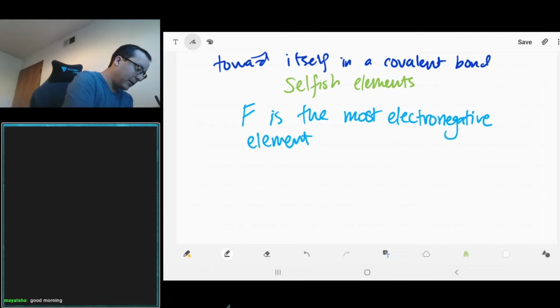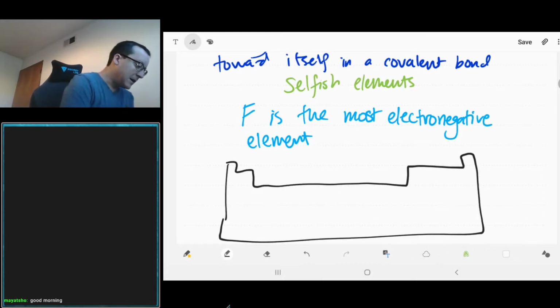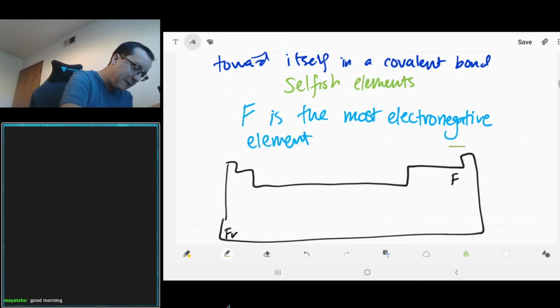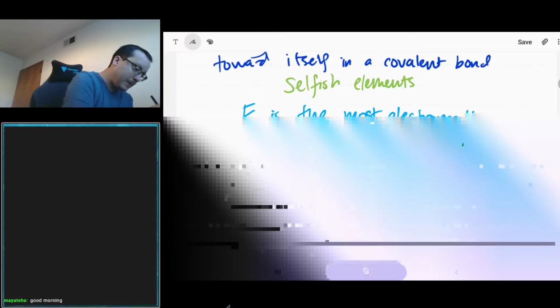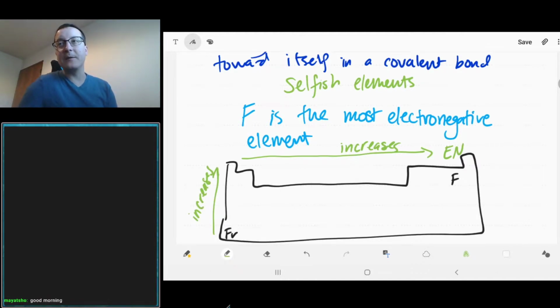So periodic table real quick. Haven't had to draw one of these for a while. Here's fluorine again. Here's francium. As always, we're going to see that the electronegativity increases as we go up the periodic table and to the right.